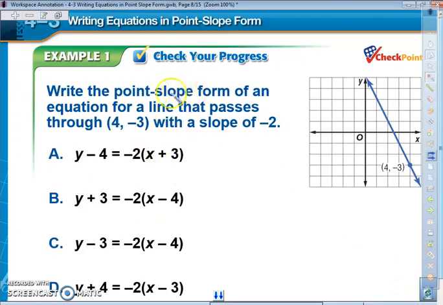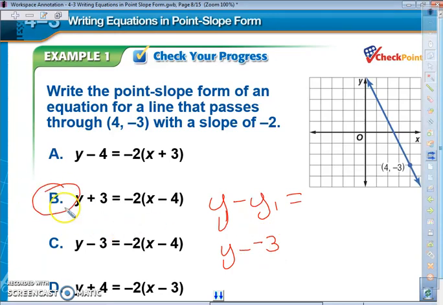Okay? So write a point-slope form of the equation for a line that passes through this with a slope of negative 2. I'm going to let you do that. 3, 2, 1. Pause the video if you need to. All right, so I'm looking right here, and I know that it's y minus y1. So I'm going to work smarter, not harder, and just work on that half of the equation. Y minus negative 3. So y minus negative 3 is going to be y plus 3. So it's got to be b right there.